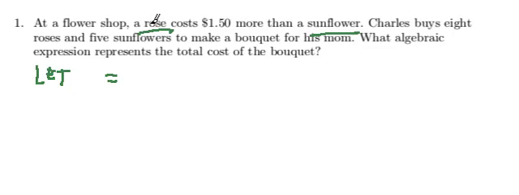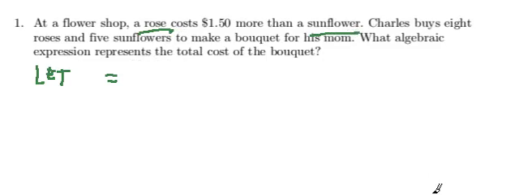I wouldn't do a let statement that says let R represent the number of roses Charles bought, because if I look at my problem, I'll see that I already know he buys 8 roses. I'm not going to write a let statement about a number I already know. Not a good let statement. Nor should I have a let statement about the number of sunflowers he bought, because I know that he bought 5 sunflowers. Instead, it's got to be about something I don't know, which again is how much one rose costs, how much one sunflower costs.